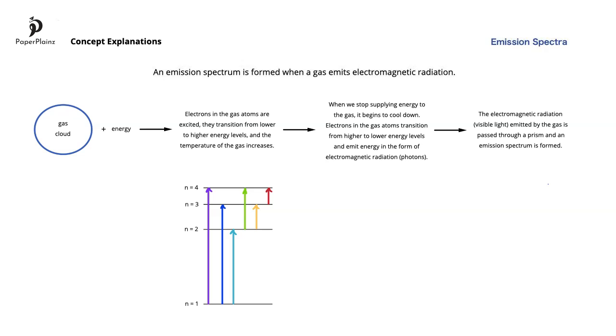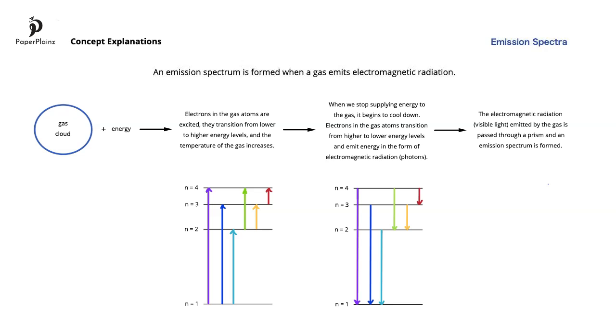Let's see what happens as the gas is cooling down. During this part of the process, electrons lose energy by emitting a photon. As a result, transitions happen in the opposite direction, and electrons move from higher to lower energy levels. Once more, there are 6 possible transitions. As a result of these transitions, an emission spectrum is formed, which looks like this.